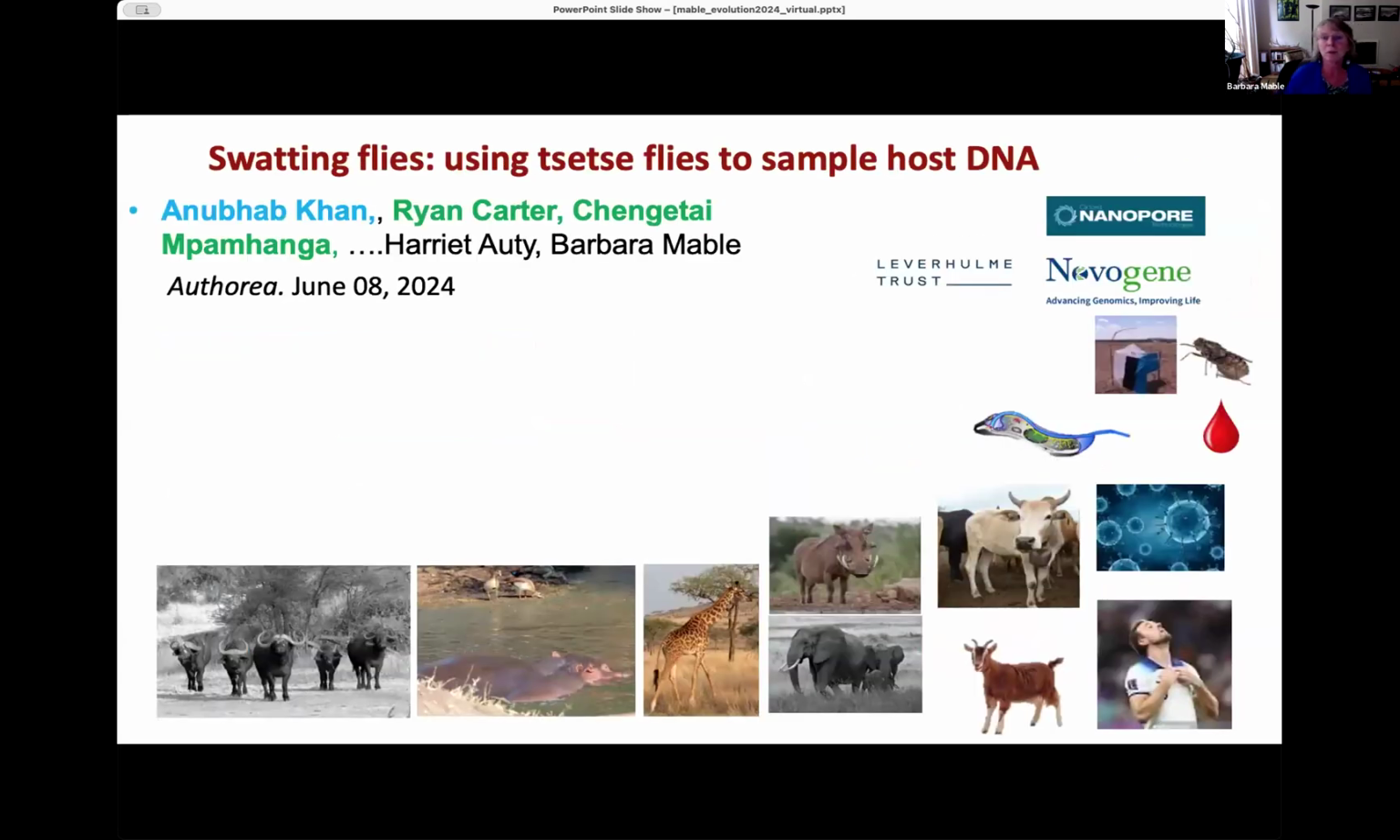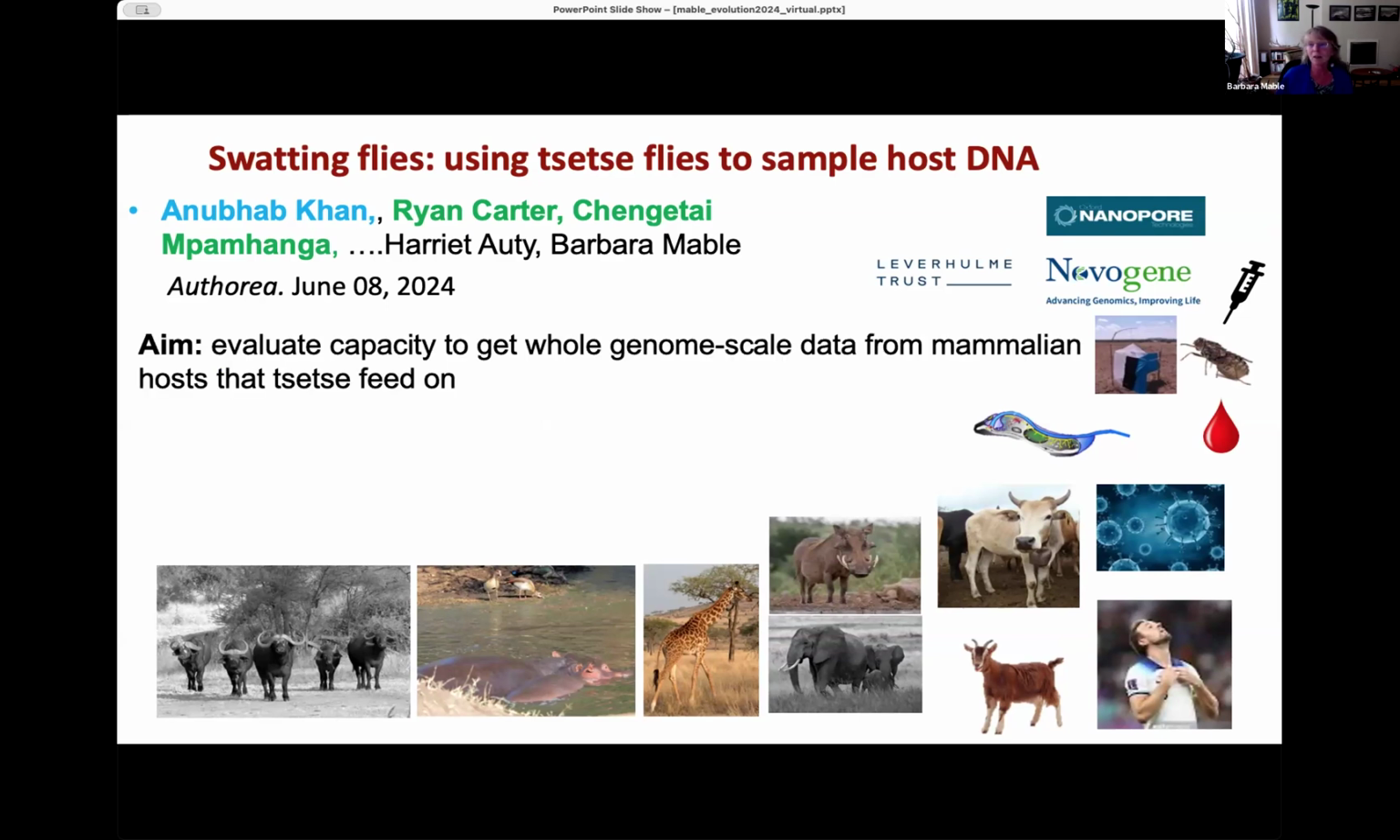So the next example, we've been using tsetse flies to sample mammalian DNA. And the reason tsetse flies are interesting is they're very easy to sample. They're at high numbers. They feed on a very wide range of vertebrates. They're not like mosquitoes. Both males and females feed, and they feed constantly rather than just before they breed. And so there's a potential you could use them as samplers of vertebrates. Flying syringes, they've been called in other studies.